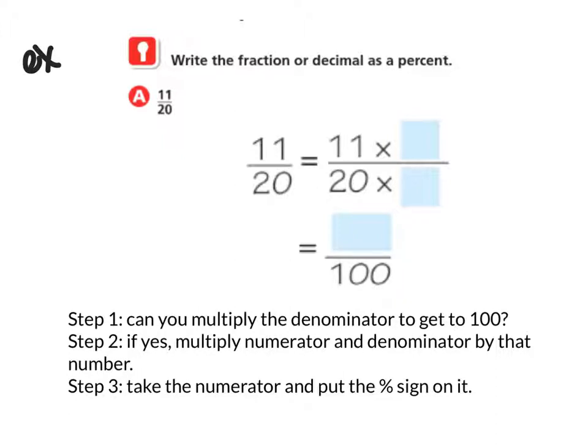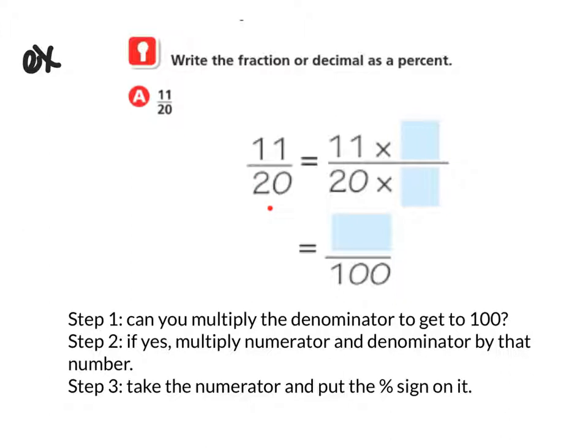So first of all, if we wanted to write this fraction as a percent, your step one is if you can multiply the denominator to get to 100. So take a look at this one. We have a 20 on the bottom. If we can easily multiply 20 by a number to get to 100, then we want to do that. So if yes, multiply the numerator and denominator by that number.